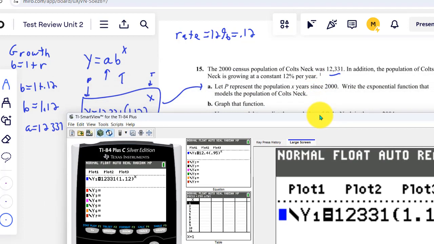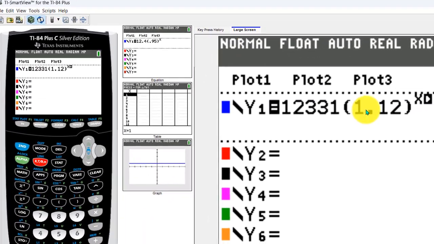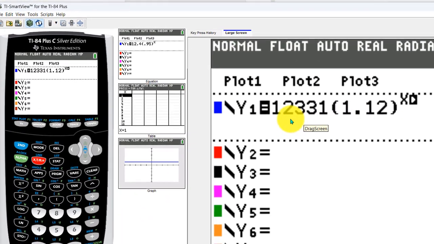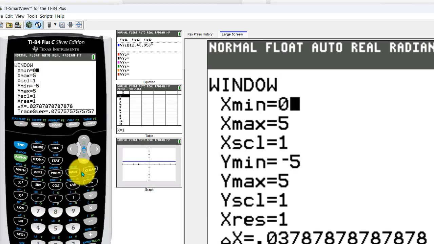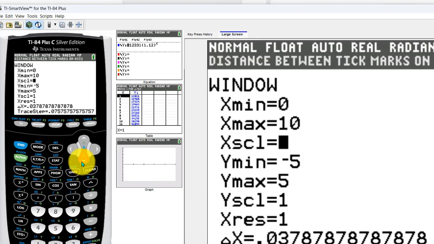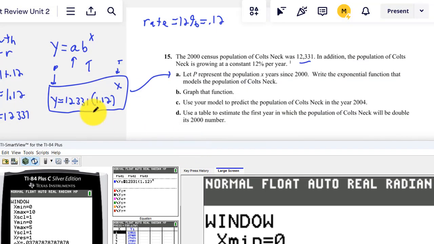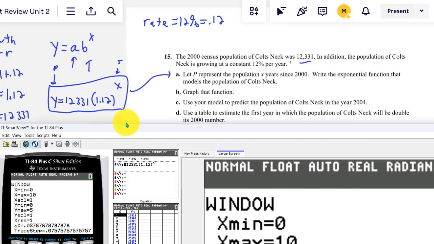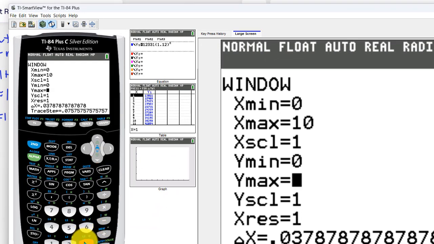So I enter the equation into my Y1. But when you're thinking about a window, think about it. My initial value is 12,000 and it's growing by 12% a year. So I'll start at maybe 0 and I'll go out, I don't know, maybe 10 years. And I'll start at 0 for my Y min. But for my Y max, I need a number definitely bigger than 12,000. Maybe I'll put in 30,000. And if we don't like it, we can always come back and make a change.